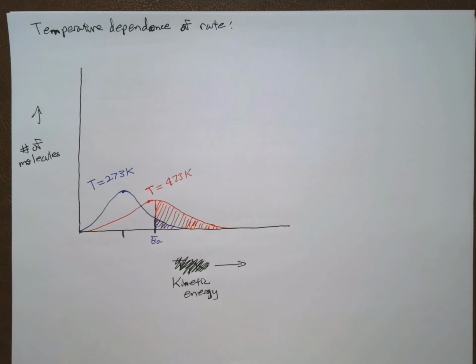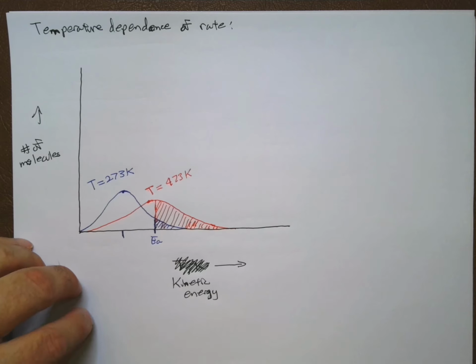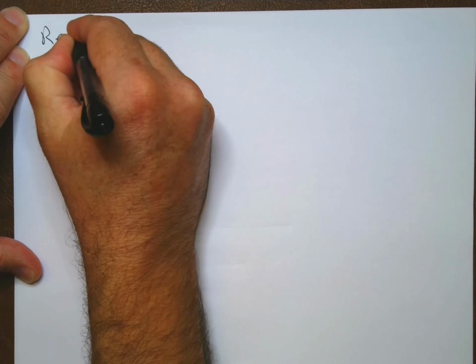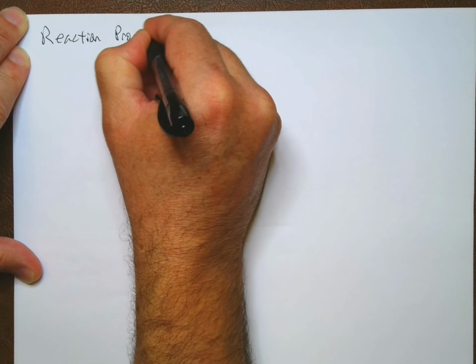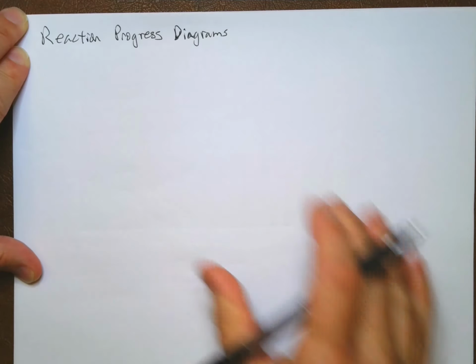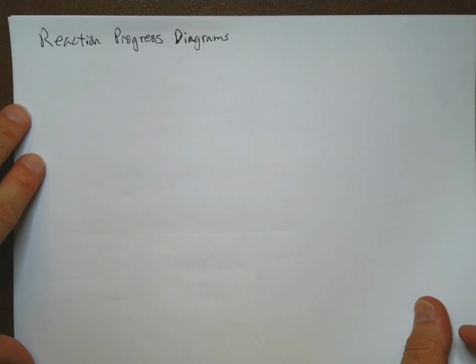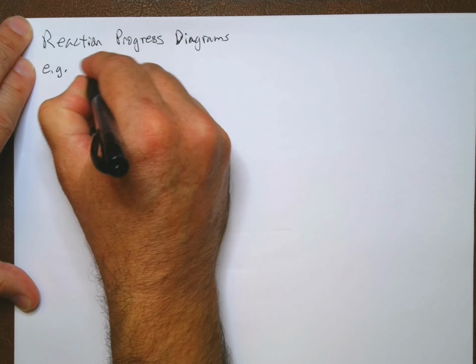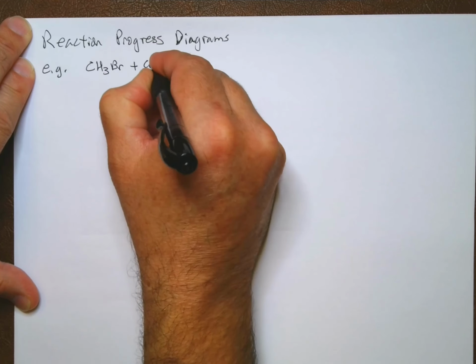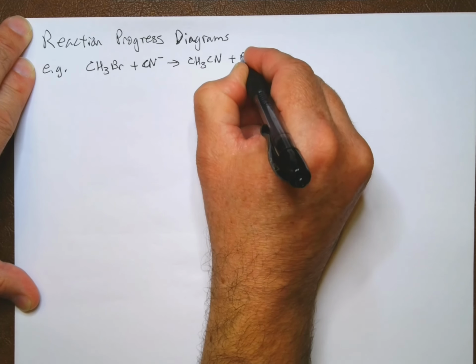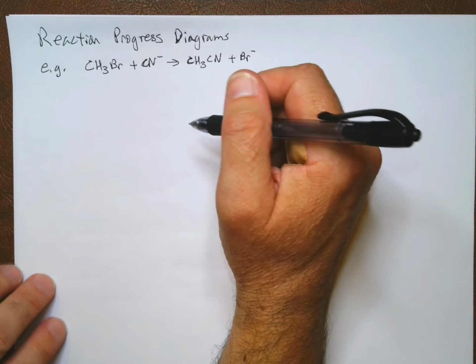And this kind of diagram really shows you how it can make physical sense. But I did want to talk about reaction progress diagrams as well. So let's take a look at one of those. Actually, we're going to look at a couple of them. So let's look at one of the reactions that we saw before. CH3Br plus CN minus gives us CH3CN plus Br minus. Just for fun, you can figure out what's the nucleophile and what's the electrophile here.